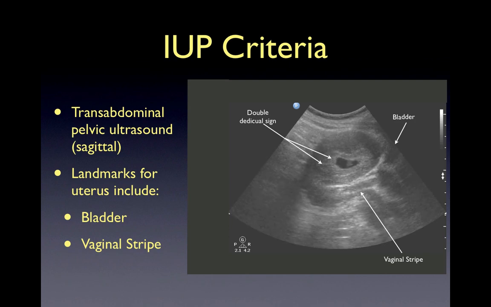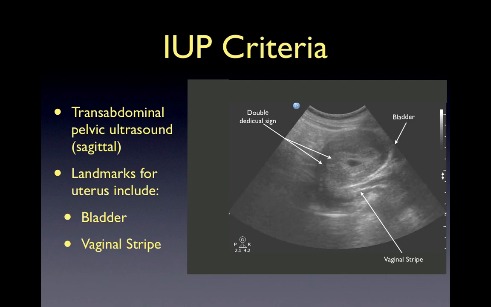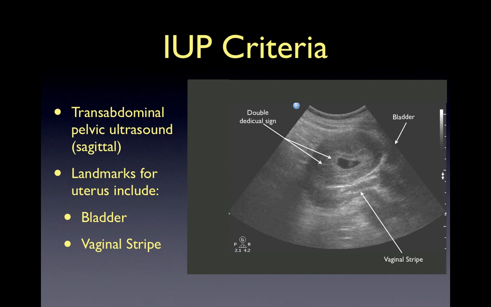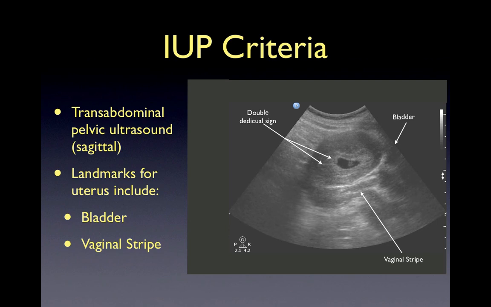You should always attempt a transabdominal pelvic ultrasound first. Using a sagittal view, your landmarks for the uterus will be the bladder and the vaginal stripe. You need to see at least a gestational sac within the uterus containing a yolk sac or a fetal heartbeat to conclude a patient has a viable intrauterine pregnancy. Furthermore, the gestational sac should always be surrounded by at least 8 millimeters of endomyometrium. The surrounding endomyometrium is called the endomyometrial or uterine mantle.